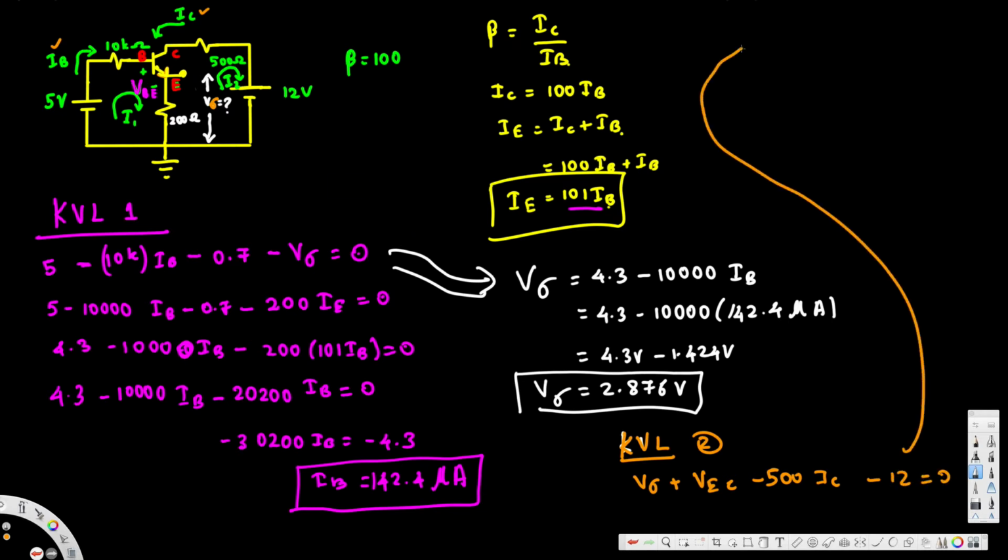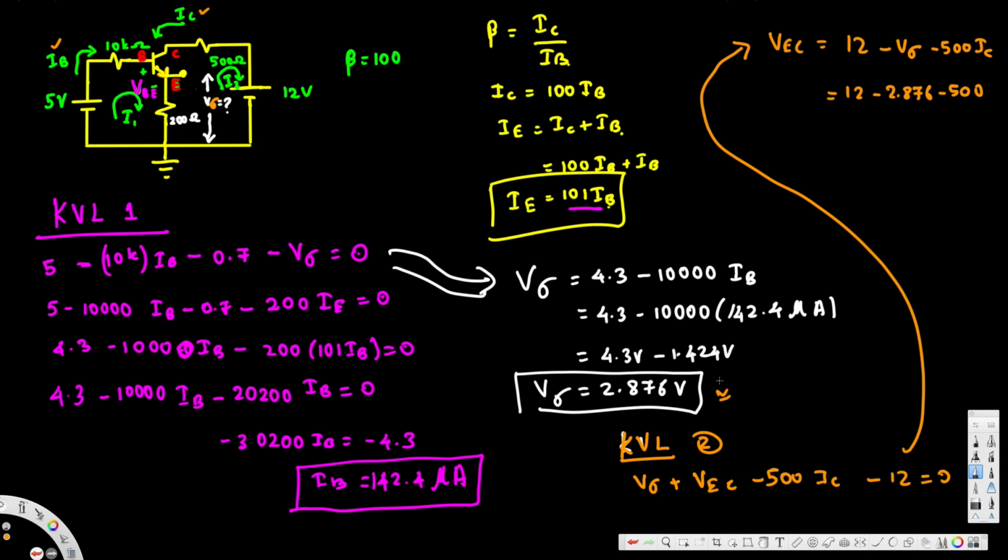Let's continue this one, and write everything in terms of VEC. On the other side we are going to have plus 12, because here we have minus 12. If I move it to the other side, that's plus 12. VEC is 12 minus V sigma minus 500 IC. And we already know the V sigma value, we just calculated it. So 12 minus 2.876 minus 500 times IC.